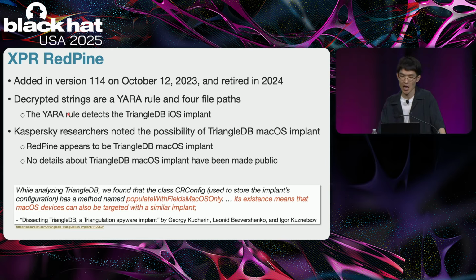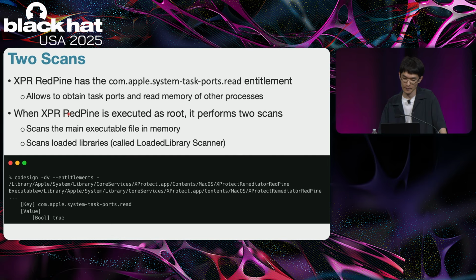Researchers at Kaspersky analyzed this attack and suggested that a macOS version of this implant might also exist. The macOS implant has not been publicly documented, but it is likely that XProtect was designed to detect that macOS implant. XProtect is granted the entitlement called Apple System Task Ports Read, which allows it to read arbitrary process memory. It runs two separate scans. One scans the memory of the running processes, and the other scans the loaded library path.